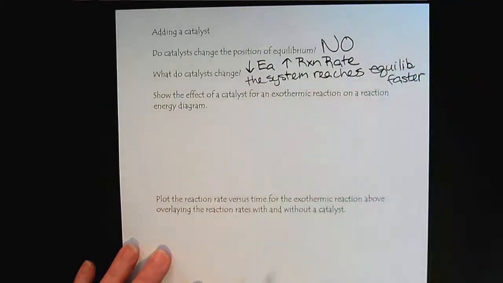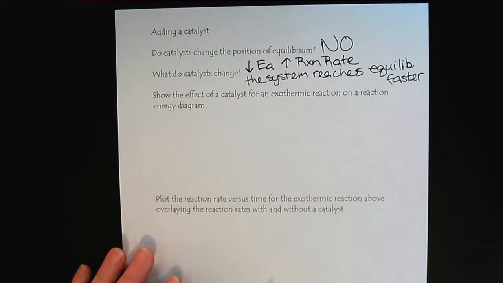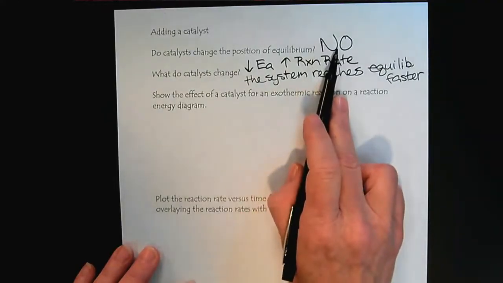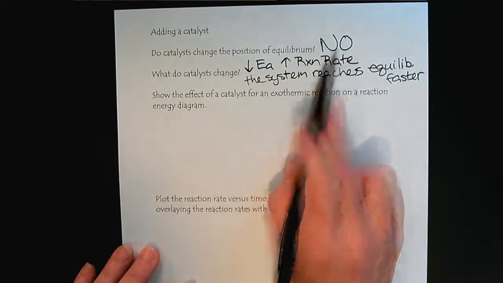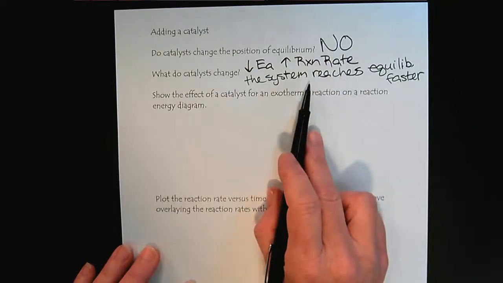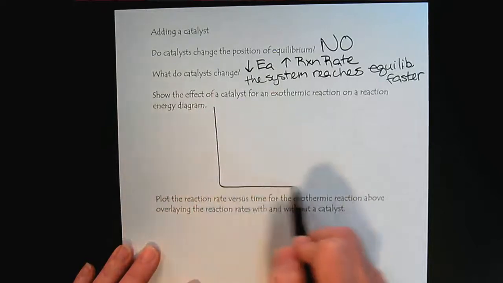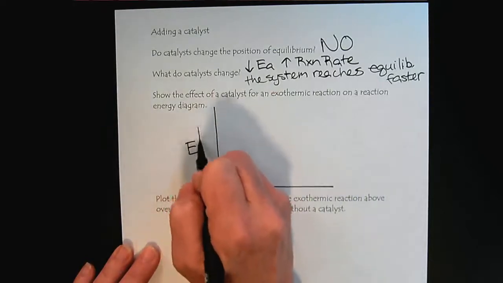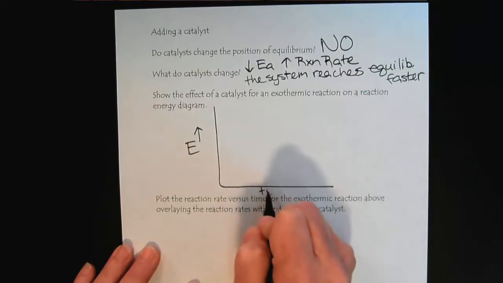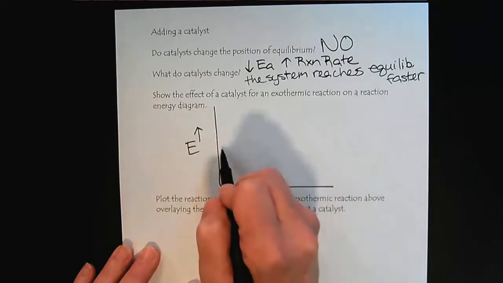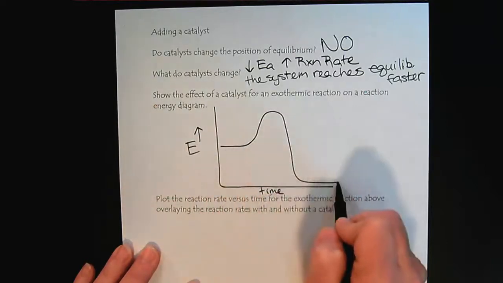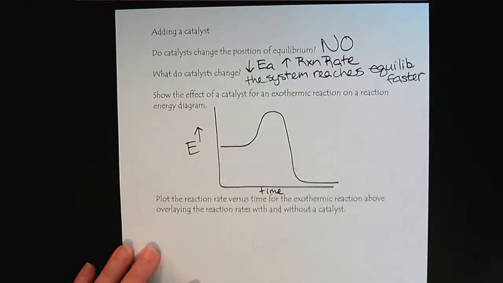Okay, so there is an influence, but not on the actual ratio. There's no change in the ratio of reactants to products. It's just how fast we get there. You guys should be able to do these reaction energy diagrams in your sleep by now, but we'll just quickly review. So it's exothermic.